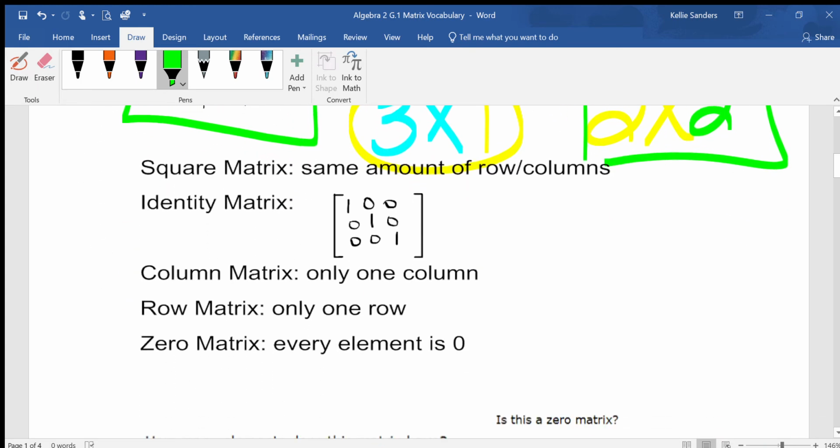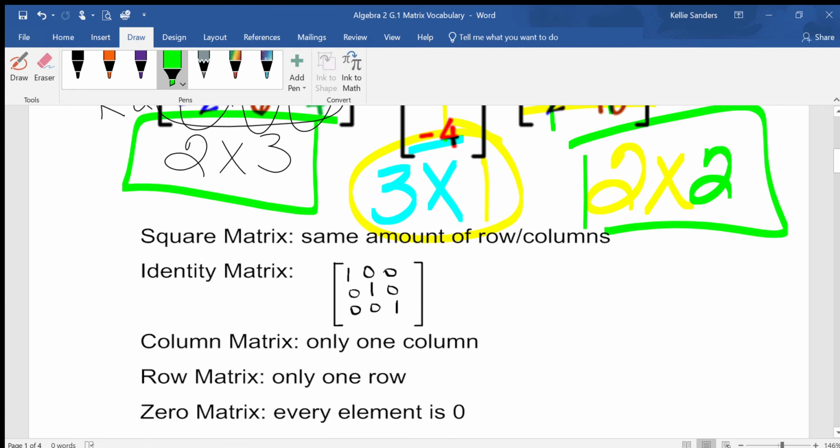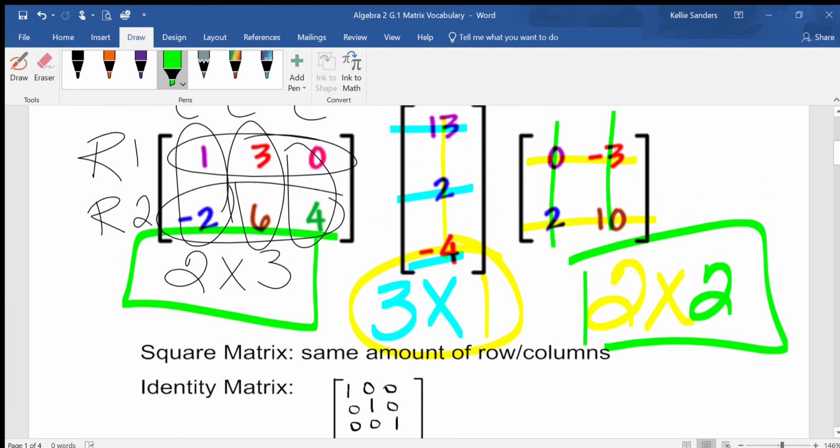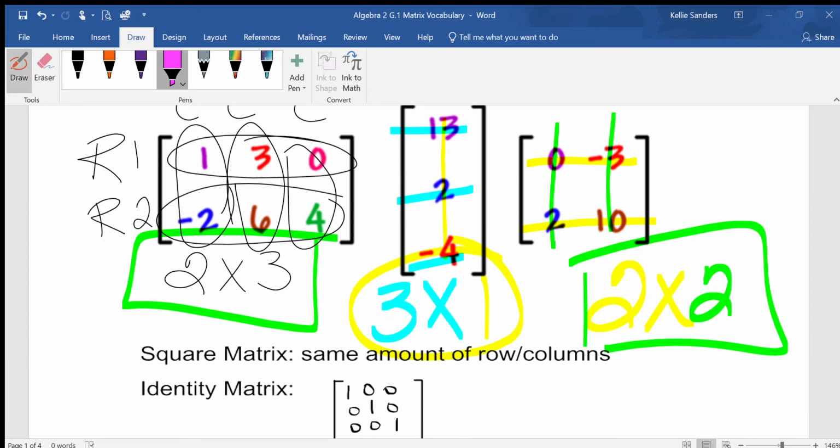A square matrix. A square matrix has the same amount of rows and columns. This one right here was a square matrix because our rows is the same as our columns.